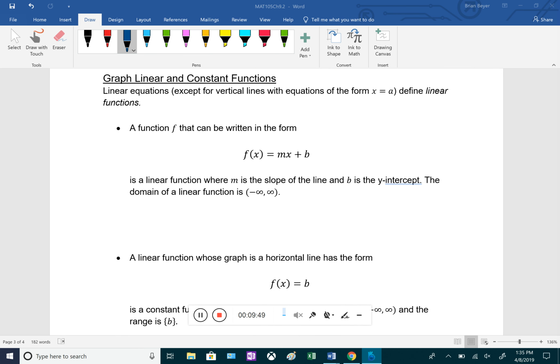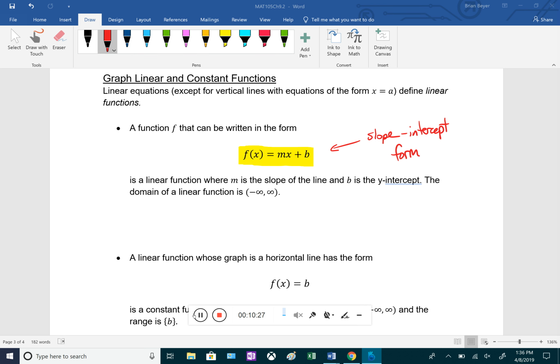So the next thing is graphing linear and constant functions. So this is kind of an overlap of stuff we've already done, except now we're going to be using this function notation. So any sort of linear equation except for vertical lines, which have an equation of x equals a, where a is a number, are going to define linear functions. So instead of writing the function as y equals mx plus b in slope-intercept form, we can write it as f of x equals mx plus b. So once again, this is instead of using y, and this is in slope-intercept form.